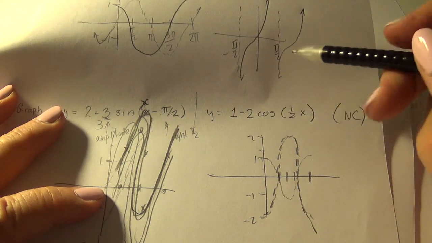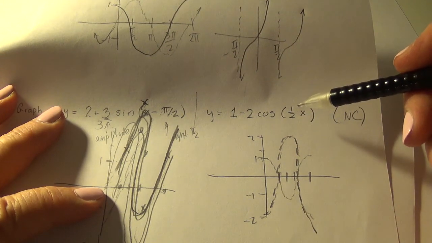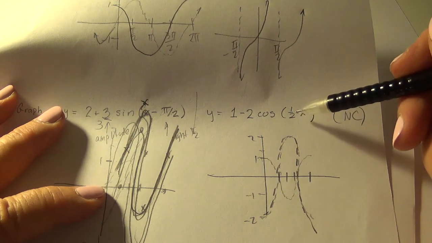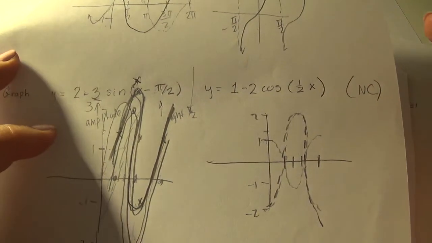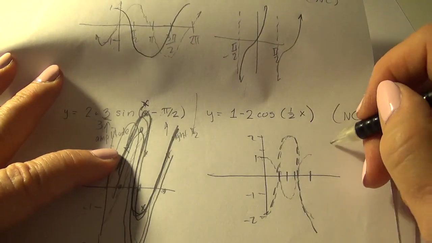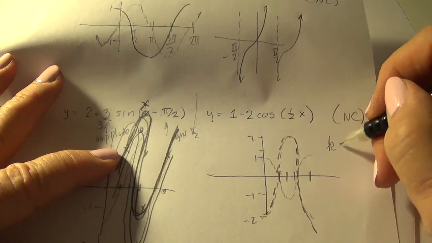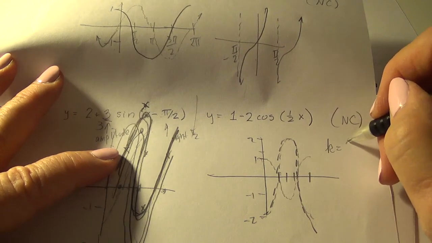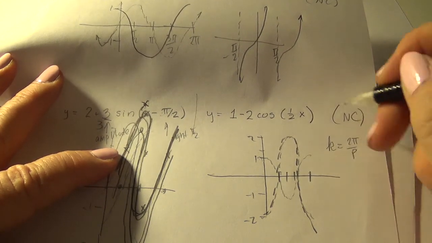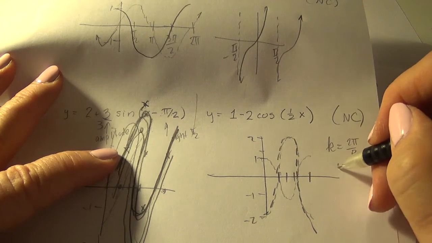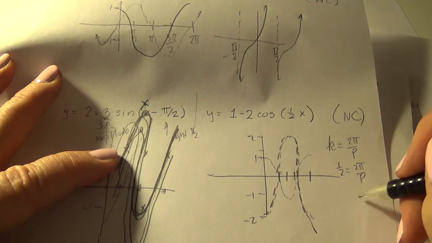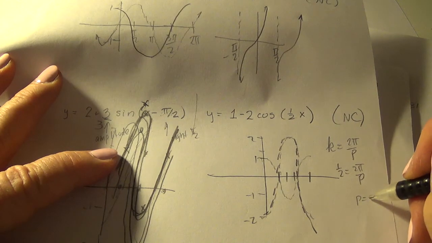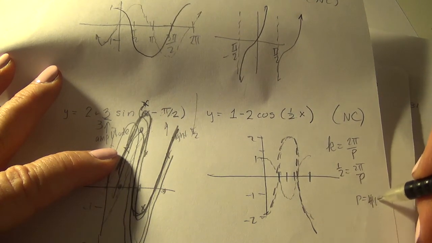And this number here, which one do we like to do first? This one. That one will either shrink it up or stretch it out, and it has a relationship k equals 2 pi divided by the period. This is k. So we have 1/2 equals 2 pi divided by the period. Solve that for period, and you get period equals 4 pi.